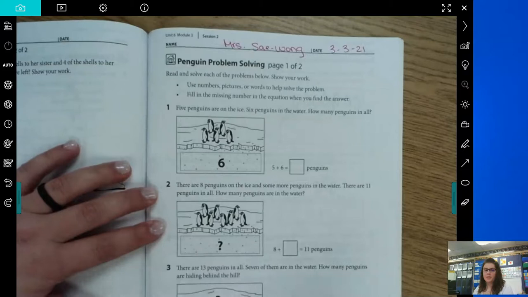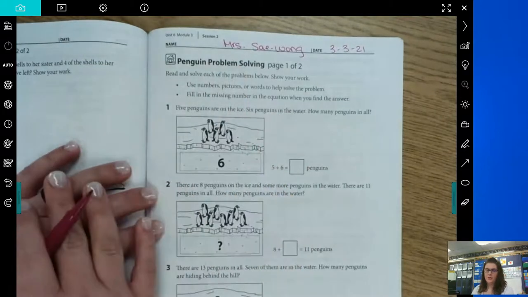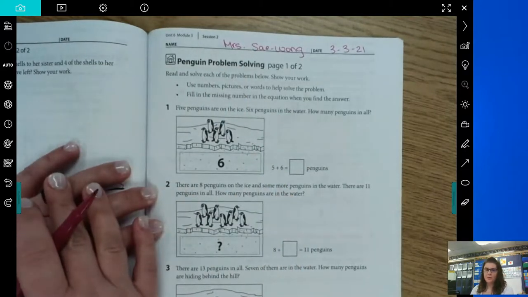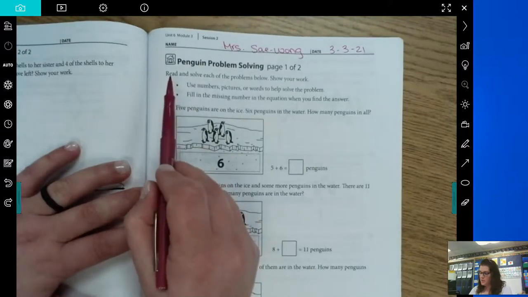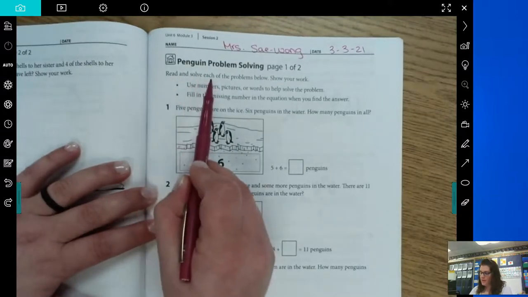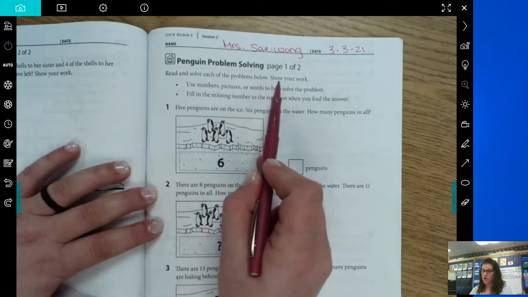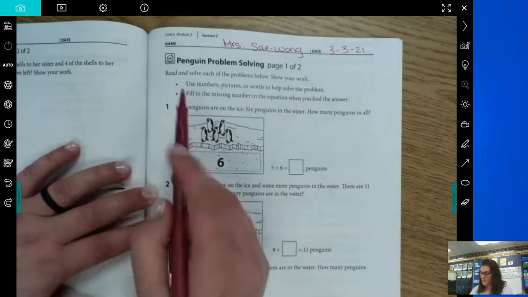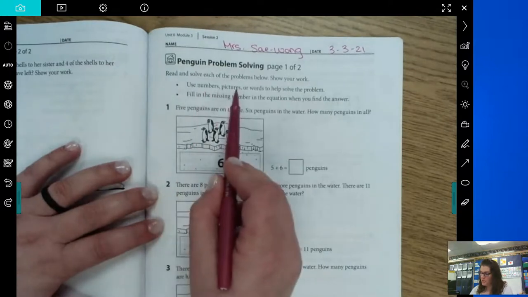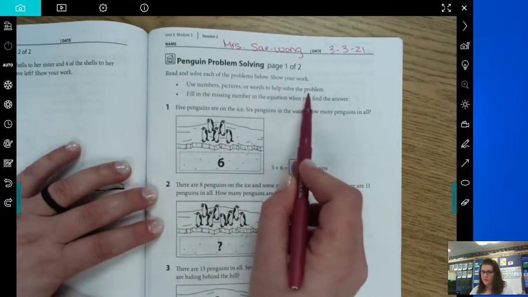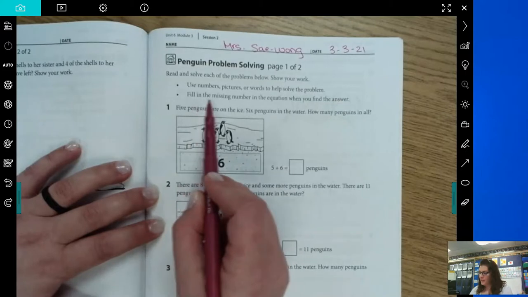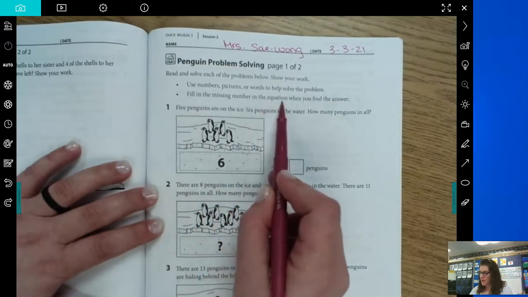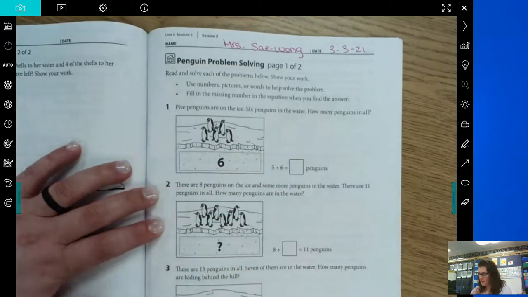All right, hopefully you were on page 95 and you have written your name down and the date. Let's go through the instructions. It says, read and solve each of the problems below. Show your work. That means you need to show me how you solved it. Use numbers, pictures, or words to help solve the problem. Fill in the missing number in the equation when you find the answer.